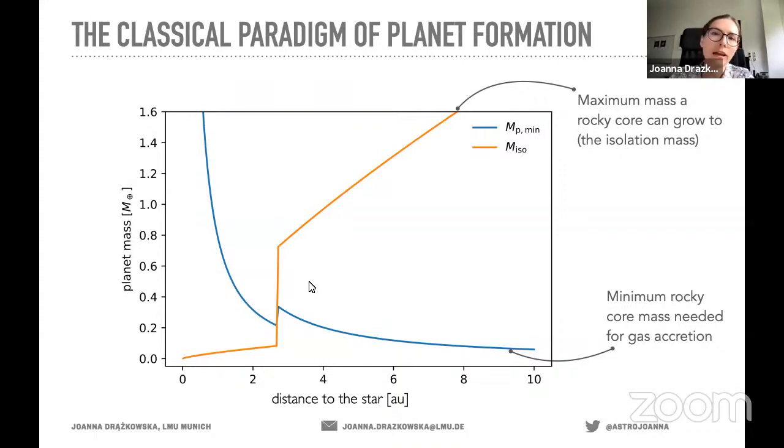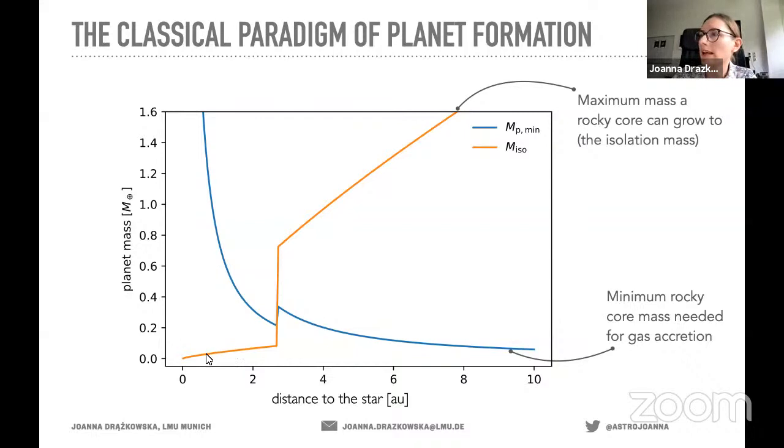So basically the location where the disk becomes cold enough that the water can exist in its solid form as water ice. And now where was this conclusion coming from? We just have to look at two very simple estimates.